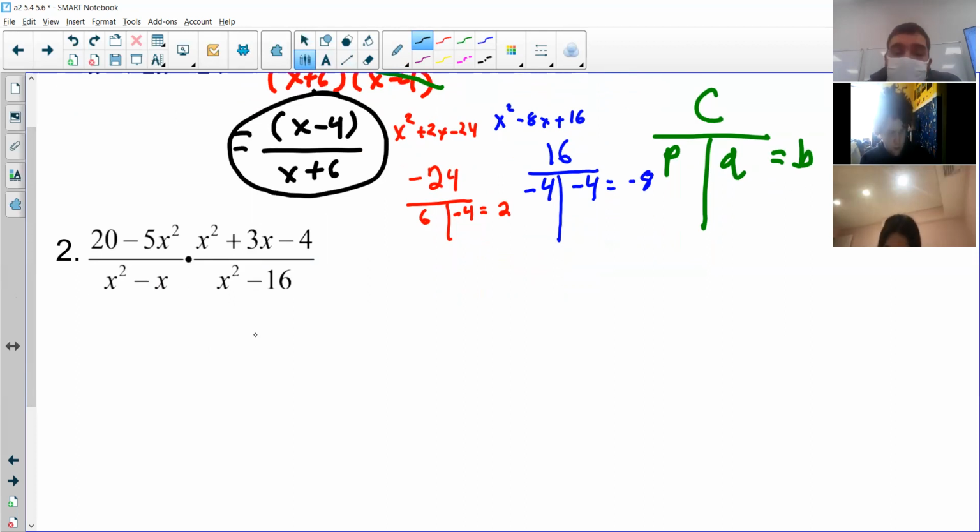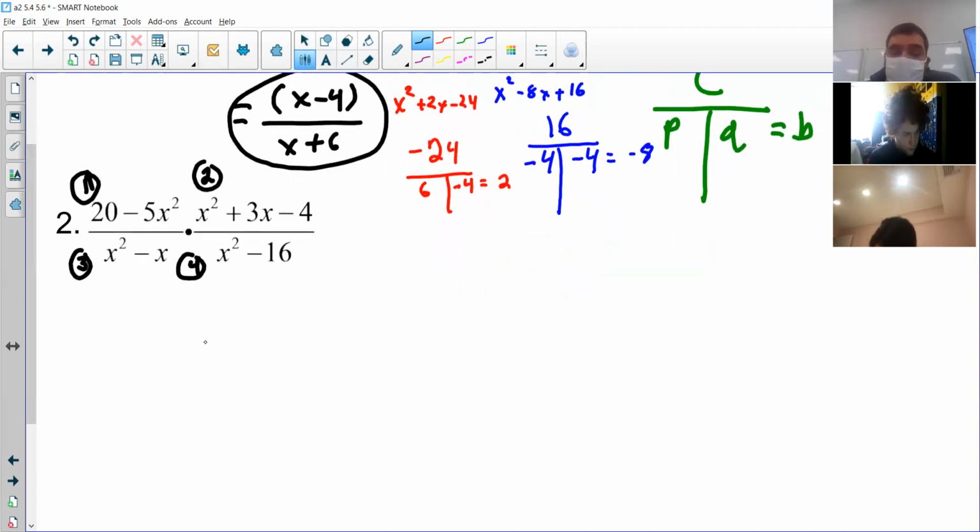Okay. So what we're going to do is factor out each piece. There's the top here, there's the top here, there's the bottom here, there's the bottom here. So we end up having 4 pieces that we're going to factor. And we're going to factor as much as possible. So let's do piece number 1.